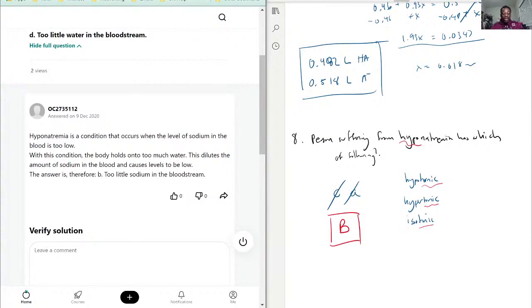When that happens, the body's holding on to too much water, but we don't say that it's a condition set up by too much water. It's a condition set up by too little sodium. And because of that, the bloodstream is very diluted, kind of like hypotonic, where the solution is less concentrated. Because there's less concentration, the blood is not as viscous or thick, which you don't want your blood to be either, but pretty much it'll be too thin.